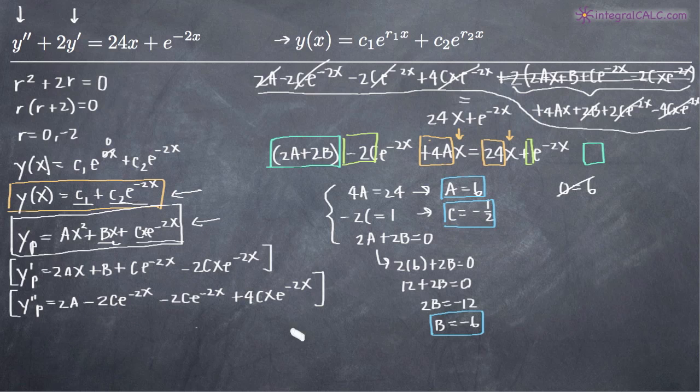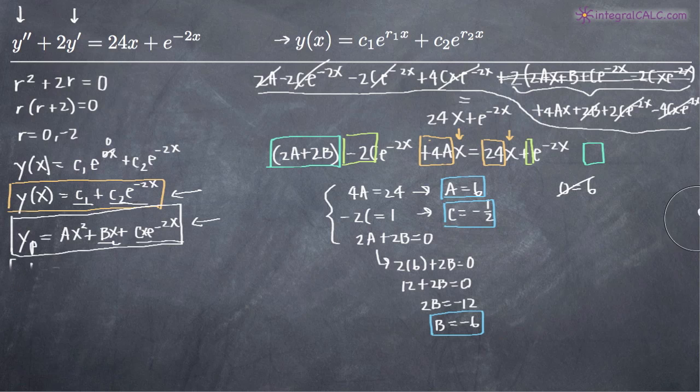So now we can say, and I don't need these anymore, so let me just give myself a little more room because we're almost done. So now we know that the particular solution, y sub p, we're going to go ahead and plug in a, b, and c, is equal to 6x squared. We found that b was equal to negative 6, so we'll get minus 6x, and we found that c was equal to negative 1/2, so minus 1/2 x e to the negative 2x.